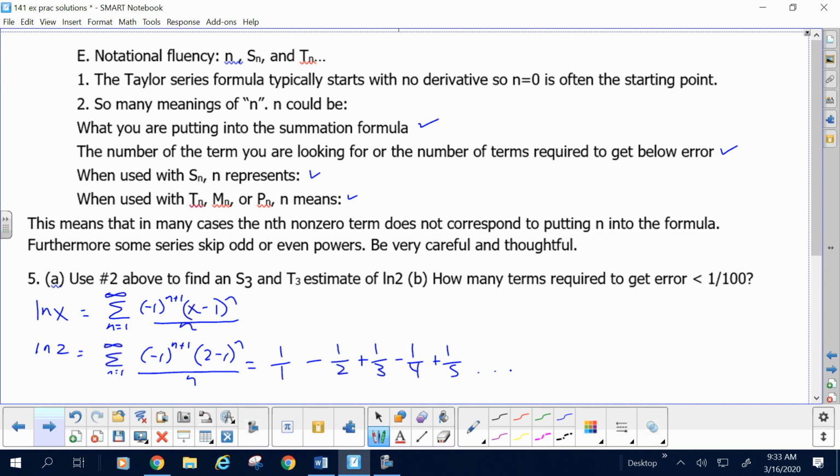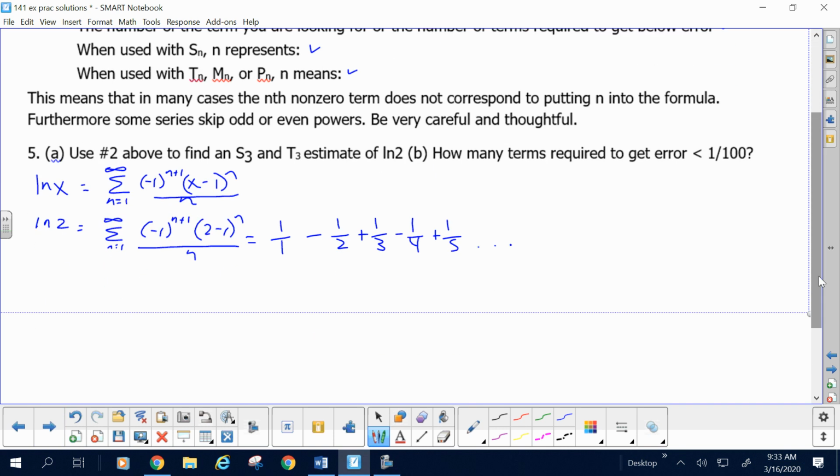Now, to find an S3 and a T3 estimate, S3 is the sum of the first three terms. So 1 minus a half plus a third. For that I have 5/6. That, by the way, is the same as the T3 estimate because the power starts at 1. That's the same as if I used a third degree Taylor.